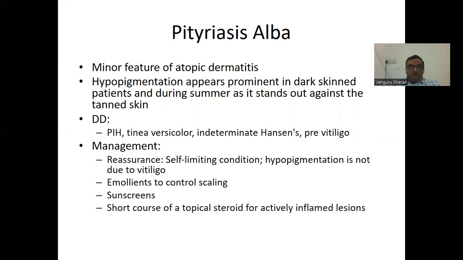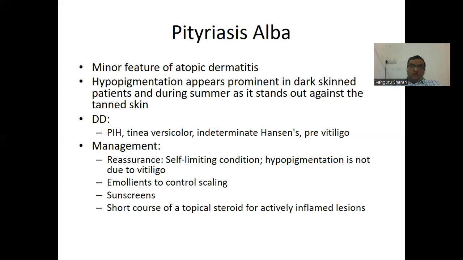Differential diagnosis of pityriasis alba: inflammatory hypopigmentation, nevus anemicus, pityriasis versicolor, indeterminate leprosy or Hansen's, and pre-vitiligo. The management part. How do you manage?